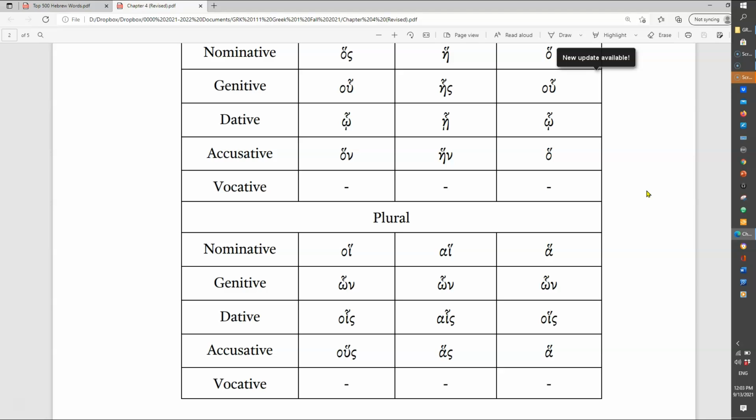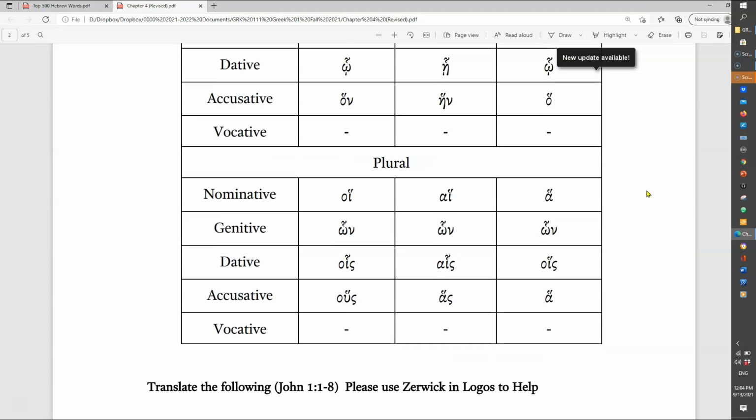Relative pronoun. What's true of relative pronouns? They agree with the words they modify in gender and number, but the case is determined by its function within the relative clause. Hos, he, ho, hon, han, ho, hou, hes, hou, hon, hen, ho, hoi, hai, ha, hon, hon, hon, hois, hais, hois, hous, has, ha. You want to get it where you can kind of do it like that. And the more times you go over it, the deeper it will go in your long-term memory.